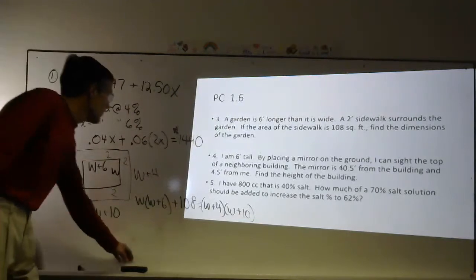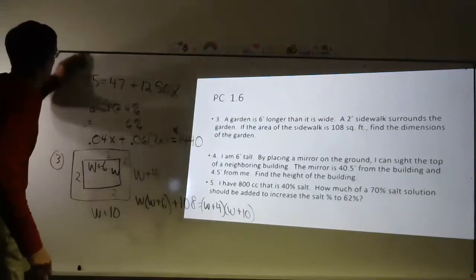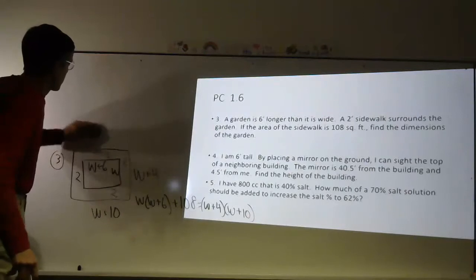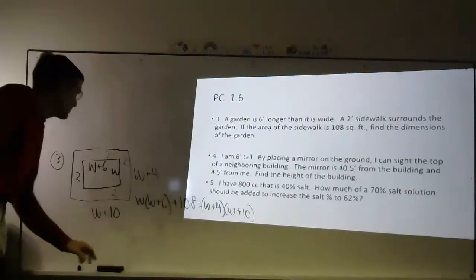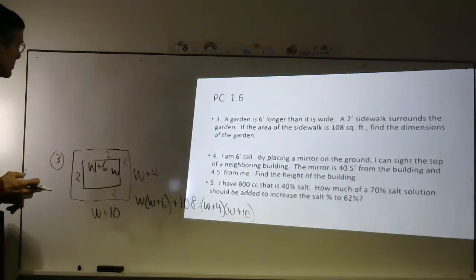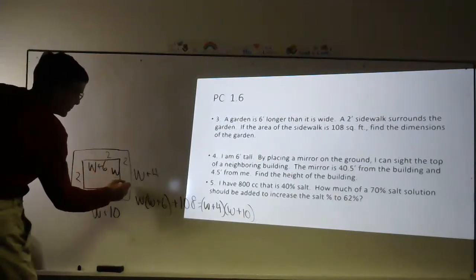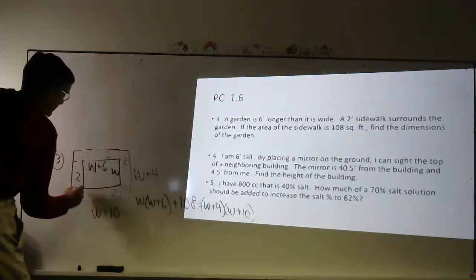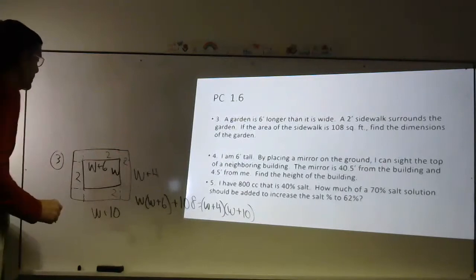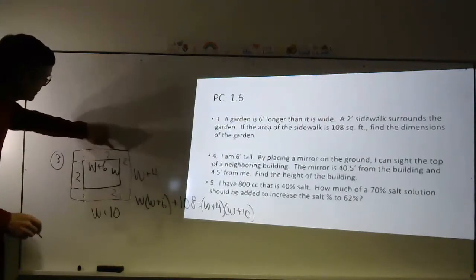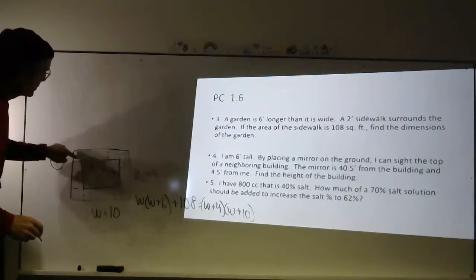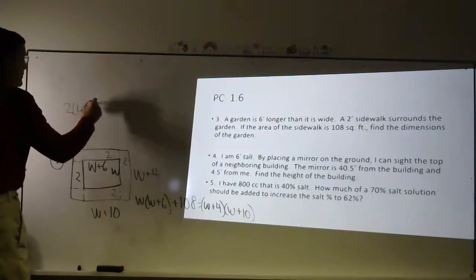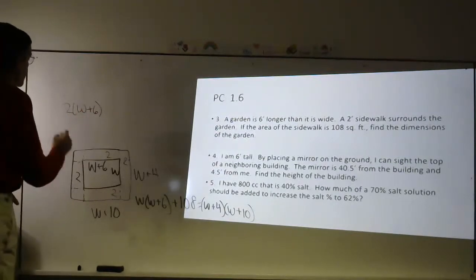By the way, there is another way you could have done this problem 3, and I just want to take a second and talk to you about it. Another way you could have done problem 3 is to cut the sidewalk up into pieces. This piece right here that goes from here to here, length times width, is 2 times W plus 6. And don't I have another one down there? So I have 2 of those.